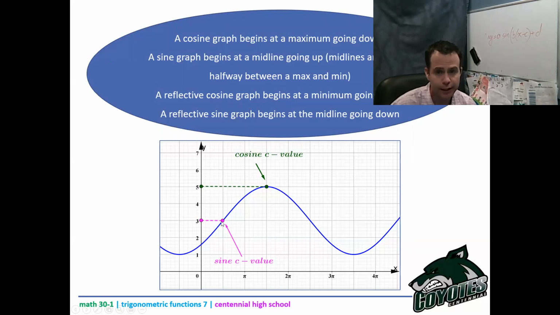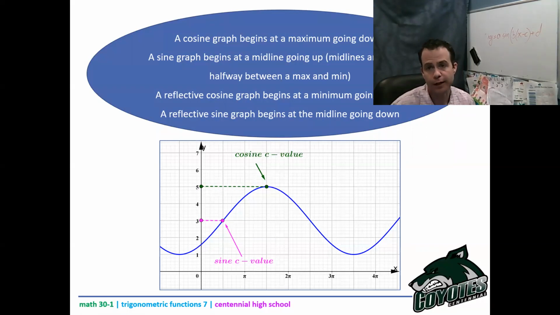So sine would start here, which means that distance there is your phase shift, because if there hadn't been a phase shift, that would have had to have started on the y-axis right here. So we know we've moved that many units to the right. Whereas cosine, we know we've moved that many units to the right, because if we were going to do a cosine with no phase shift, that green dot here would have had to have been over on the y-axis.